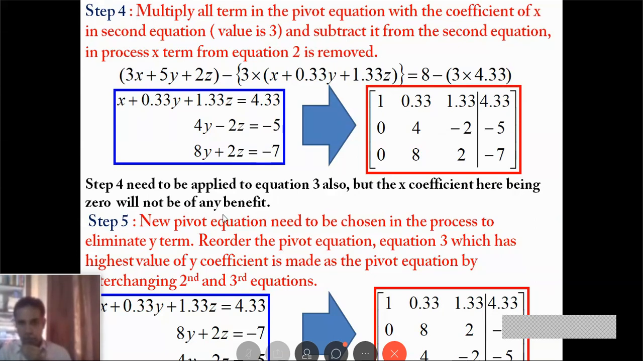Now, step 4. Let us say, in this step 4, since this equation did not have an x term, we have not done any operation of reducing the second row minus the first.